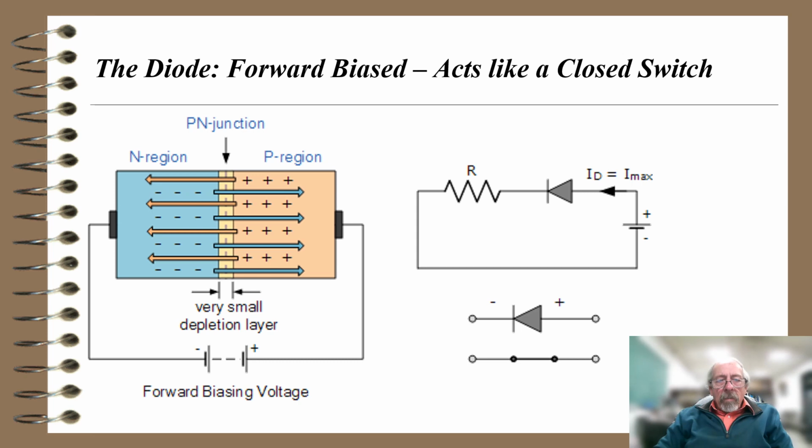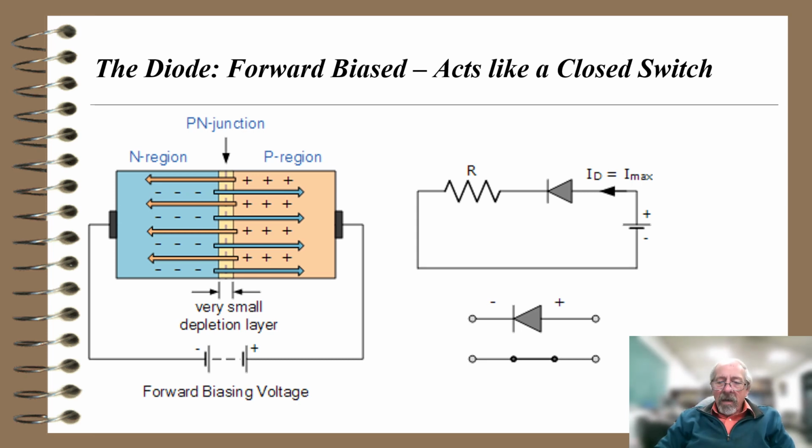So let's go back to this picture. This is a picture of a diode that's forward biased. It acts like a closed switch. The diagram on the left-hand side shows a battery with a plus side attached to the P region and a minus side connected to the N region. It shows a PN junction, which is pretty thin, a very small depletion layer, and it shows electrons moving towards the N region and positive charge moving towards the P region.